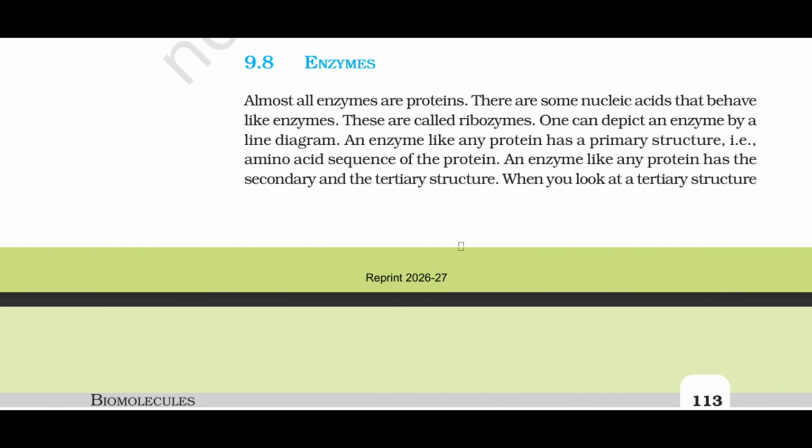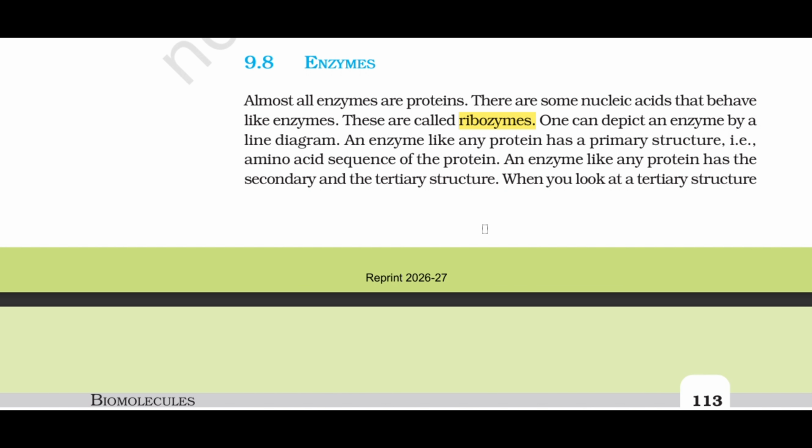Enzymes. Almost all enzymes are proteins. There are some nucleic acids that behave like enzymes. These are called ribozymes. One can depict an enzyme by a line diagram. An enzyme, like any protein, has a primary structure, i.e., the amino acid sequence of the protein. An enzyme, like any protein, has the secondary and the tertiary structure.